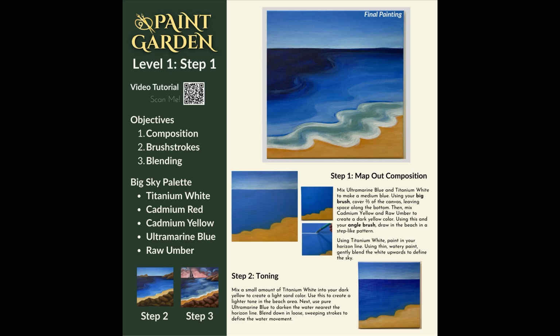The next, we're going to go over brush strokes and how to make these different details in the wave with a brush stroke. Our last objective today is going to be blending and creating gradients so that we get this beautiful blue gradient from the furthest part of our ocean and then getting slowly lighter into our coastline. Again, we're in the Big Sky palette, which is titanium white, cadmium red, cadmium yellow, ultramarine blue, and raw umber.